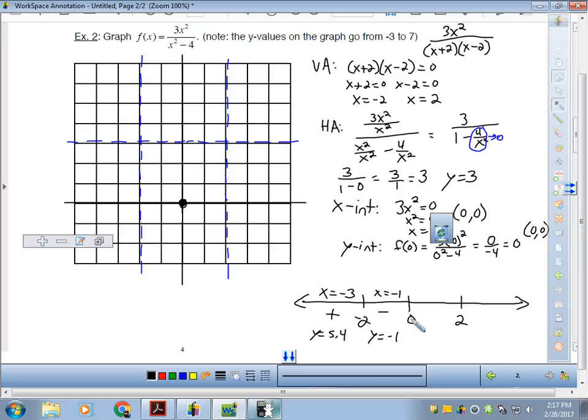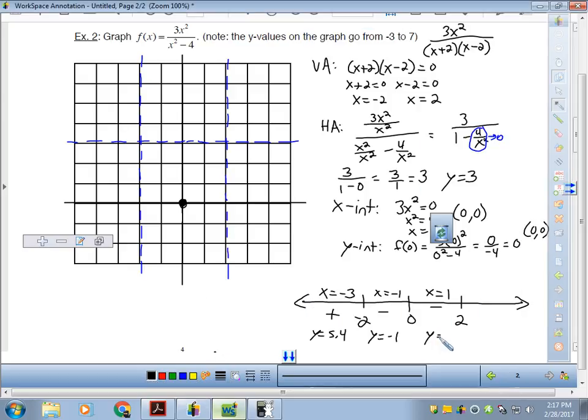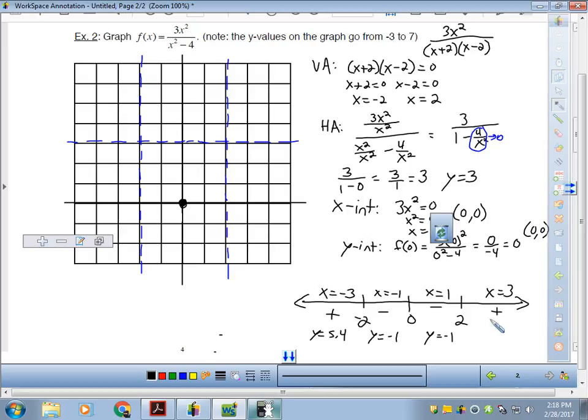Alright, between 0 and 2, we want to do x equals 1. So we're going to have 3 times 1 squared divided by 1 squared minus 4. And that comes out as negative 1 as well. And then between 2 and infinity, I'm going to do x equals 3. So I'm going to have 3 times 3 squared divided by 3 squared minus 4. And that gives me a positive 5.4, which is kind of nice.